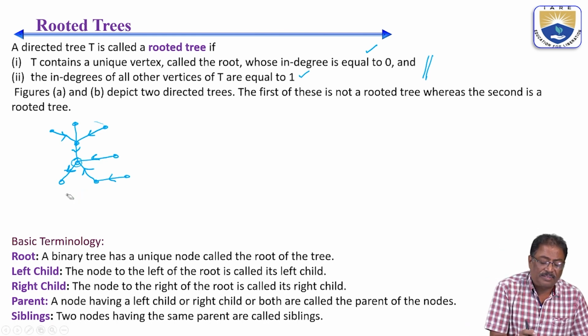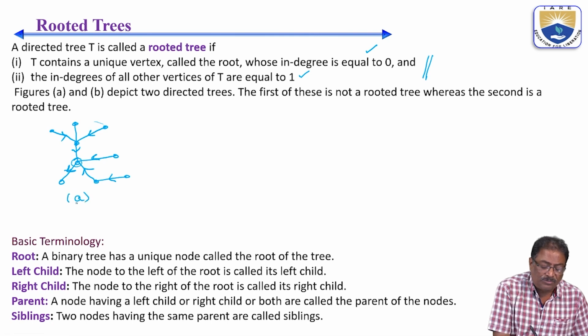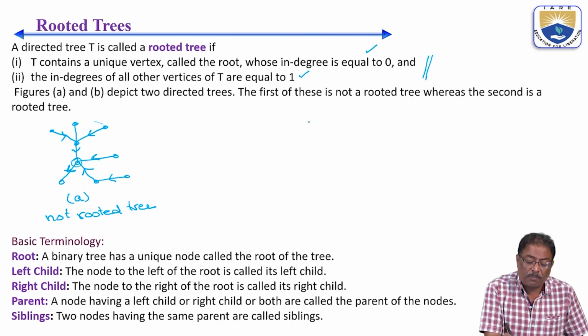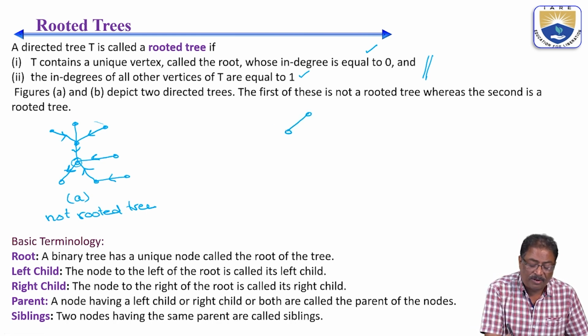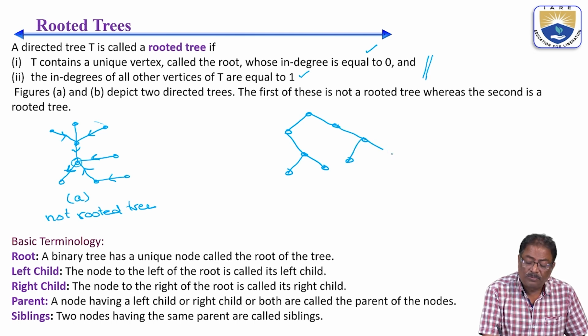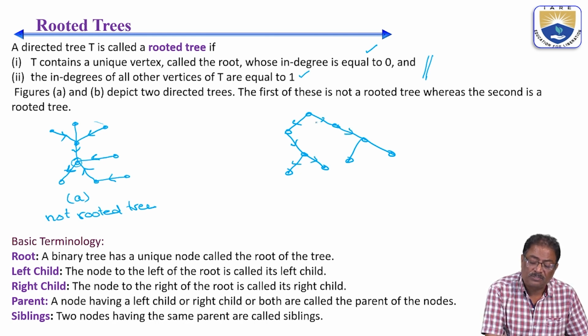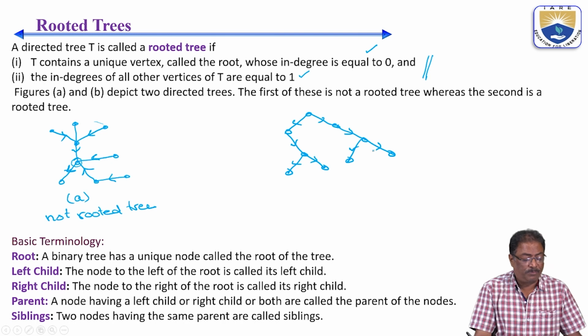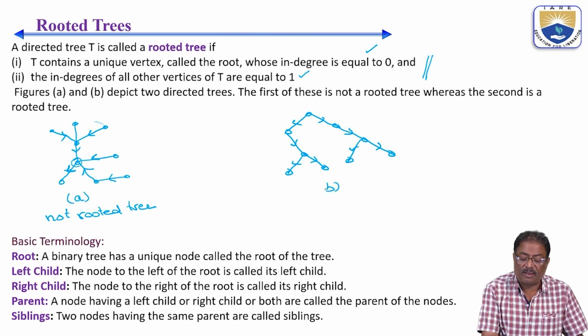I am considering this as figure A, which is not a rooted tree. Suppose I consider another one, let us say a tree like this. Now observe this: it is a rooted tree, with directed arcs going downwards. Let us say it is graph B.